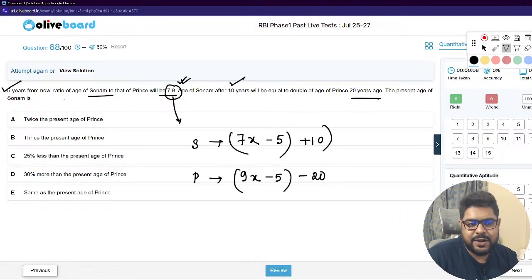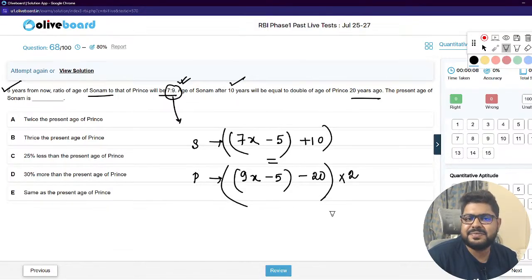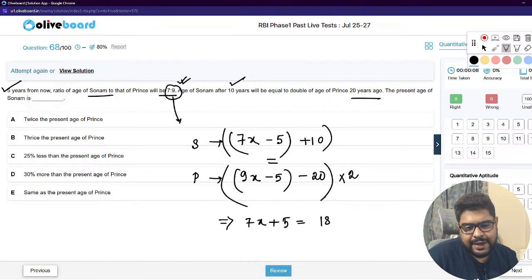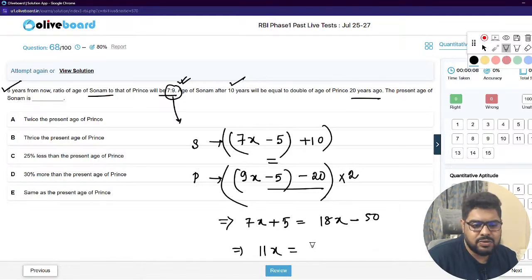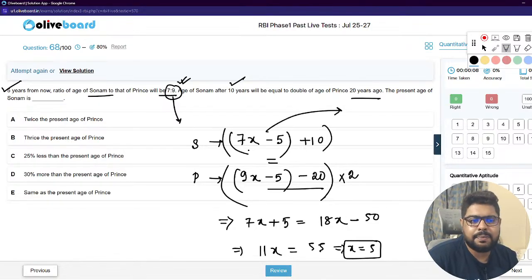So, this is going to be 20, like double of this. Calculate kar lo, sir. 7x plus 5 is equal to 18x. This is minus 25. Minus 25 into 2 is minus 50. 11x is equal to 55, sir. X is 5, sir.